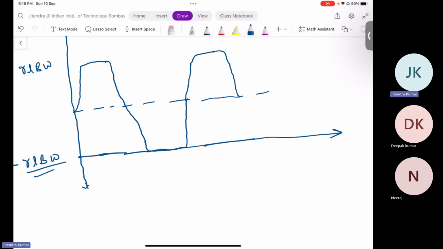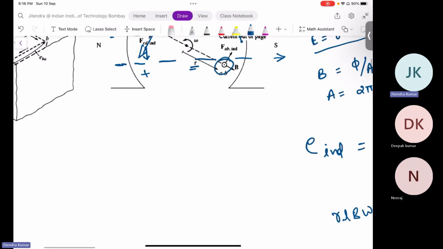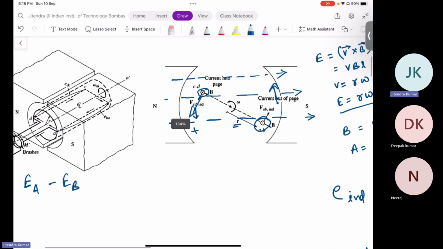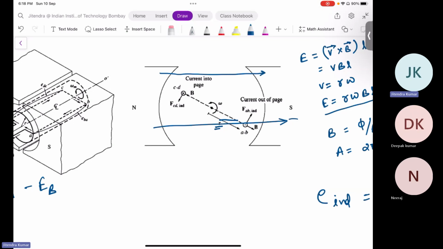And why is this kind of behavior happening, why is this kind of graph there? So let me go back to the figure when the rotor is rotating. You can see that when the conductor is under the pole, under the influence of this magnetic field, then the maximum is coming here. And as you go away from this point, your EMF will drop back to zero, right?